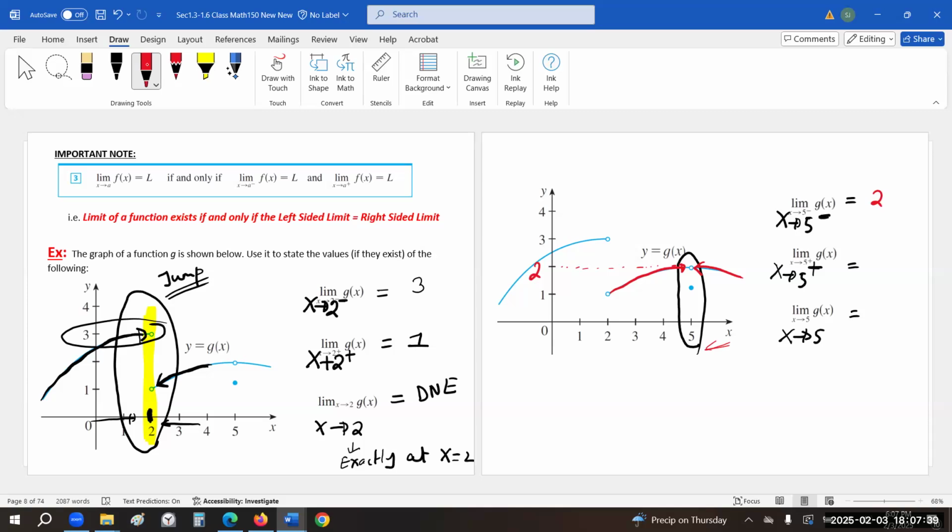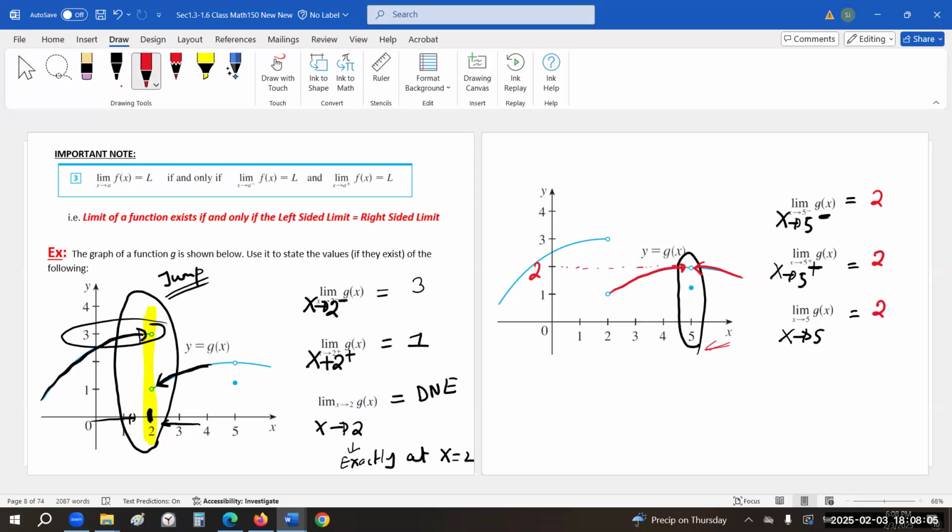I understand, Andy. So you still have the same 2. That means what is happening exactly at 5? This time, do we have a limit? What is the exact limit at 5? Yes, we do. So what is that number? Oh, wonderful. Great. You see?